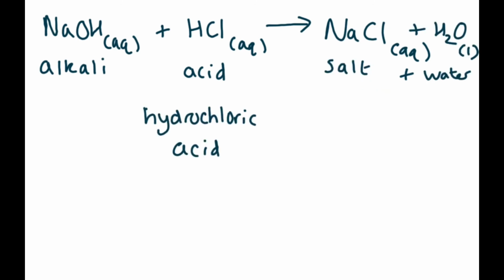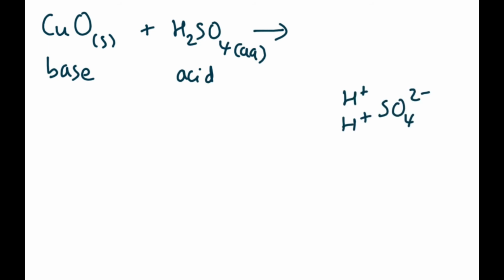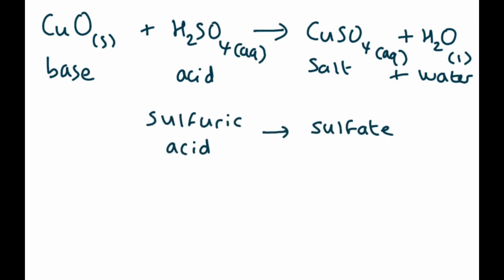And if the acid is hydrochloric acid, the salt will always be called chloride. So like sodium chloride, magnesium chloride. Another reaction is a base, a metal oxide. So a metal oxide, which is solid, insoluble, and sulfuric acid. So what's the formula of the salt going to be? Well, the salt is when you take the hydrogen ions and replace them with a metal ion. So the formula of the salt is going to be copper sulfate, CuSO4, plus water. And that is when you have sulfuric acid, you will get the salt sulfate.